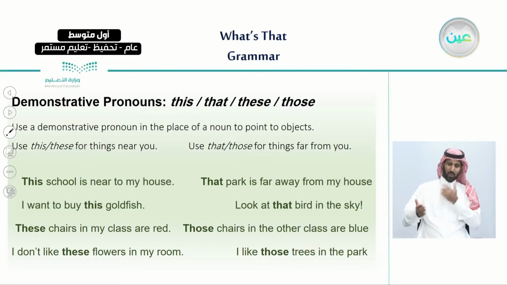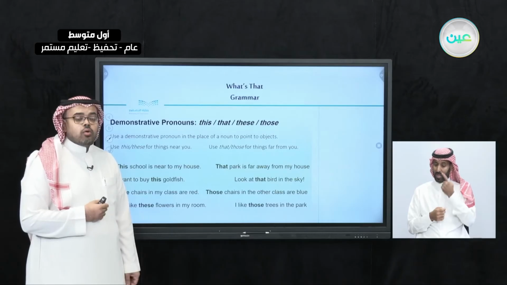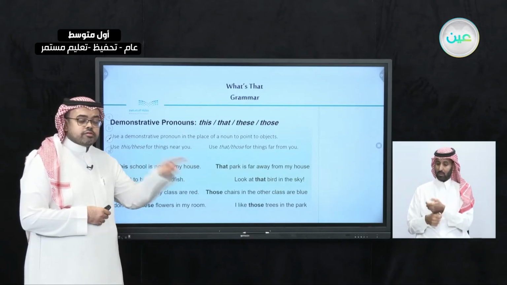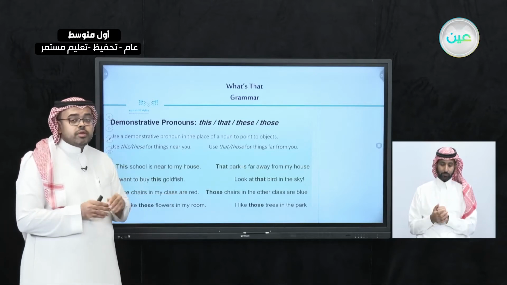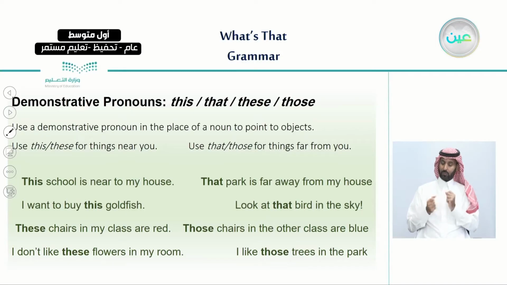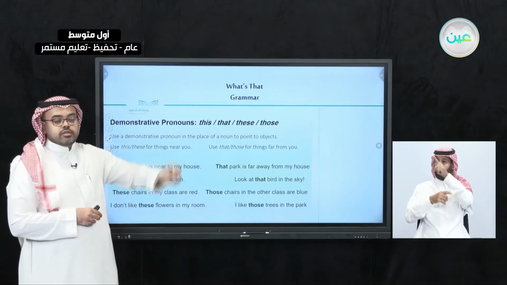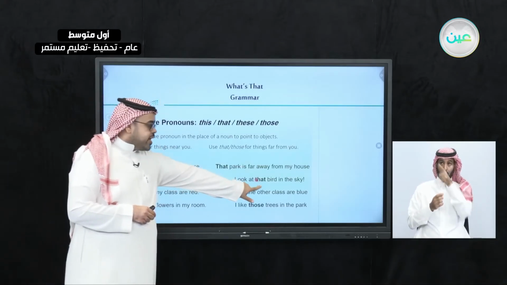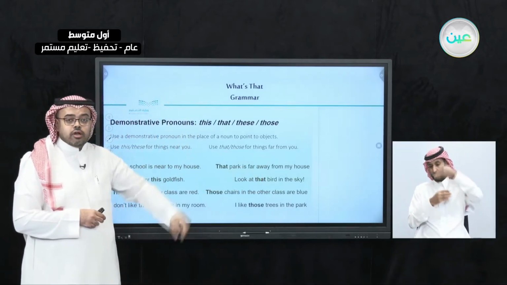Another example. I want to buy this goldfish. The goldfish here must be very near, so this is why we use this. And look at that bird in the sky. Here we use that because the bird is very far, it is in the sky.